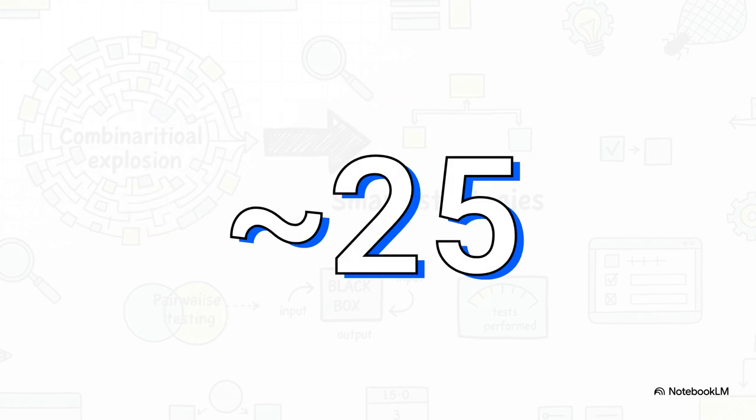And the result is, well, it's amazing. By focusing only on the pairs, the number of test cases absolutely plummets from over 4,000 all the way down to about 25. That's it. This right here is the magic of pairwise testing. You get incredible coverage for the most likely bugs, but with just a tiny fraction of the effort.